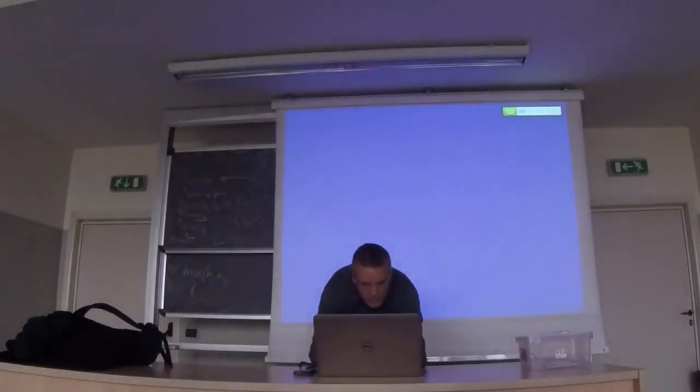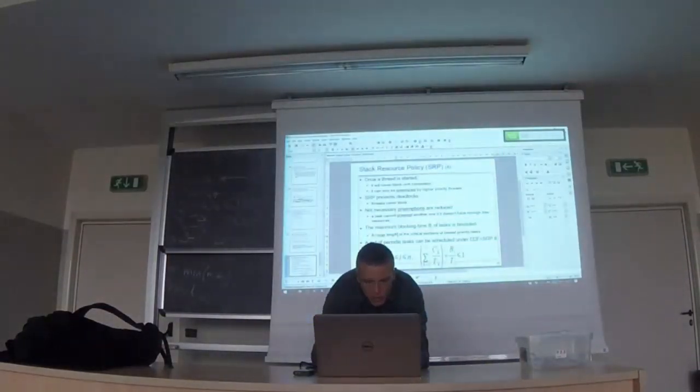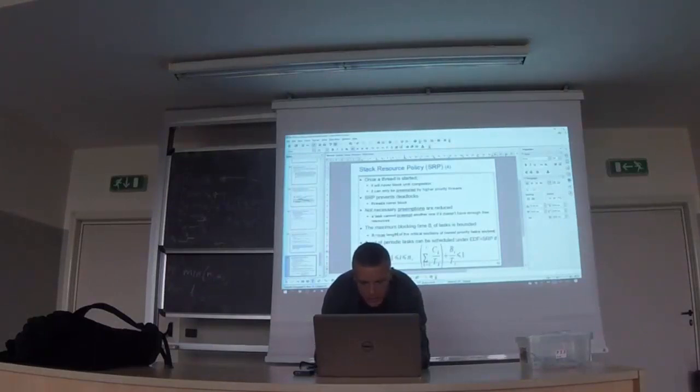This maximum length of the critical sections of low priority tasks accessing resources shared with higher priority ones, higher or equal.